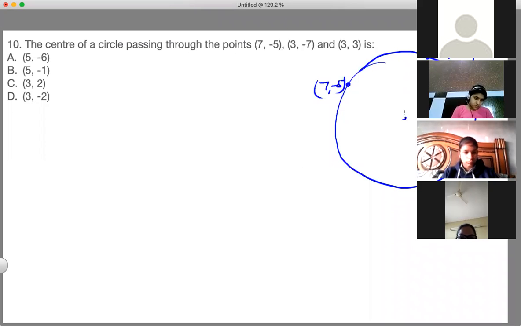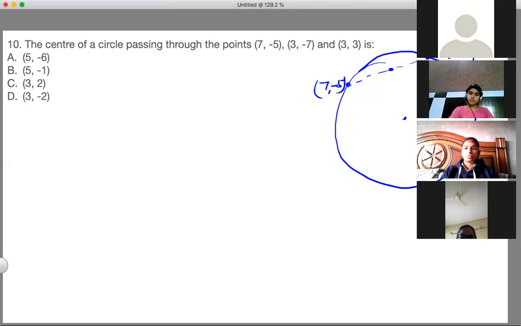कैसे कर सकते हैं? Anybody? सर इसका आंसर 5 और -1 इसके कोऑर्डिनेट्स. कैसे किया आपने? सर हमने 7 और -5 एंड 3, इनका मिडिल निकाल लिया, सेंटर. ऐसे करके सेंटर निकाला आपने.